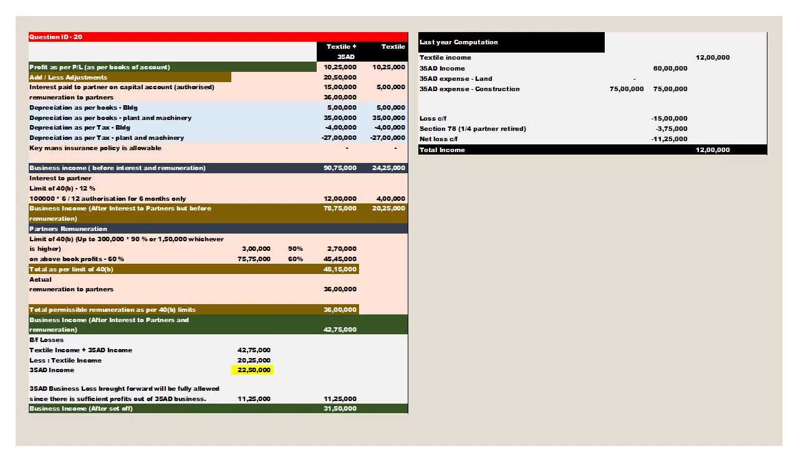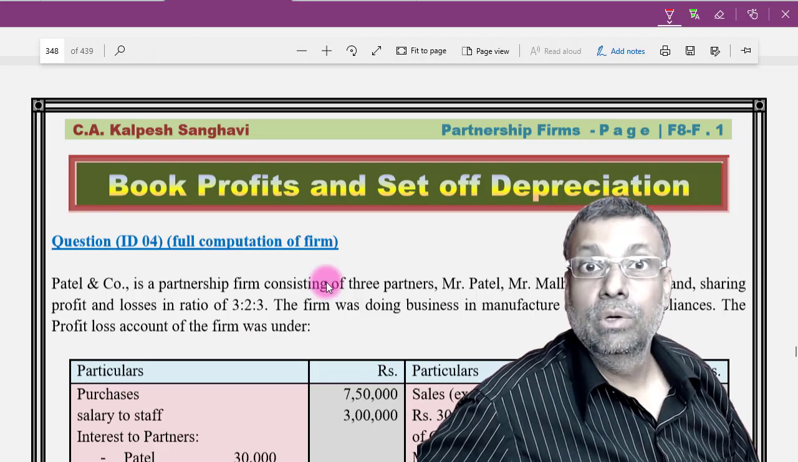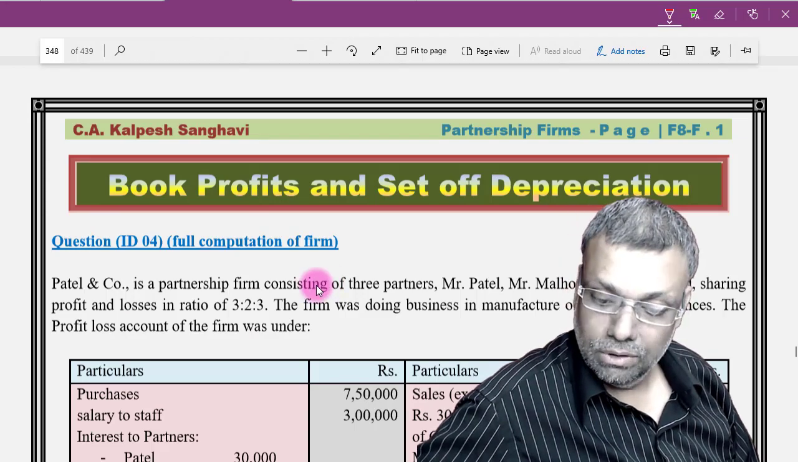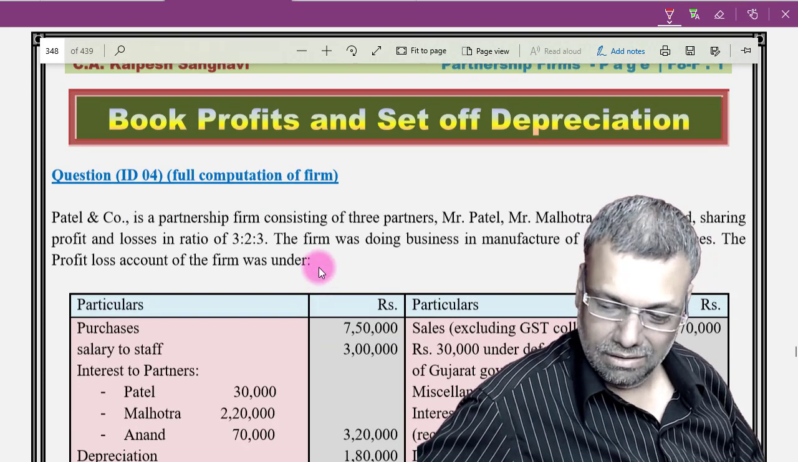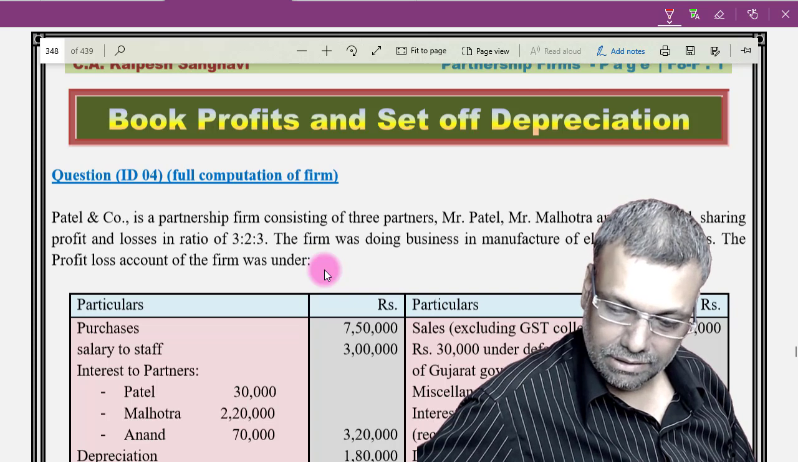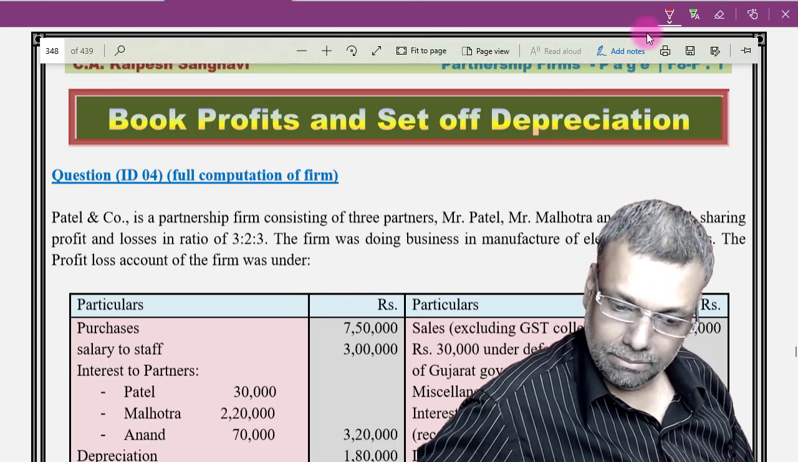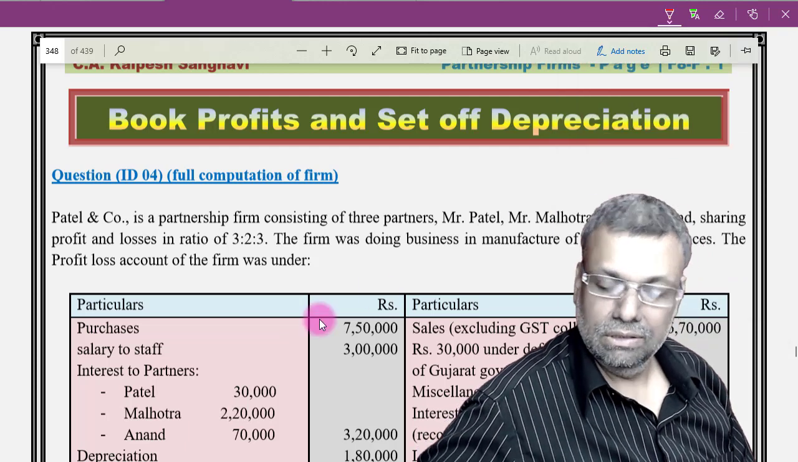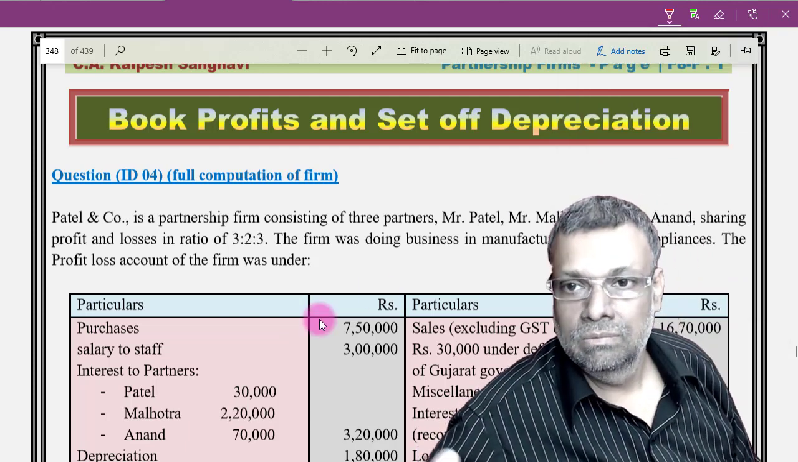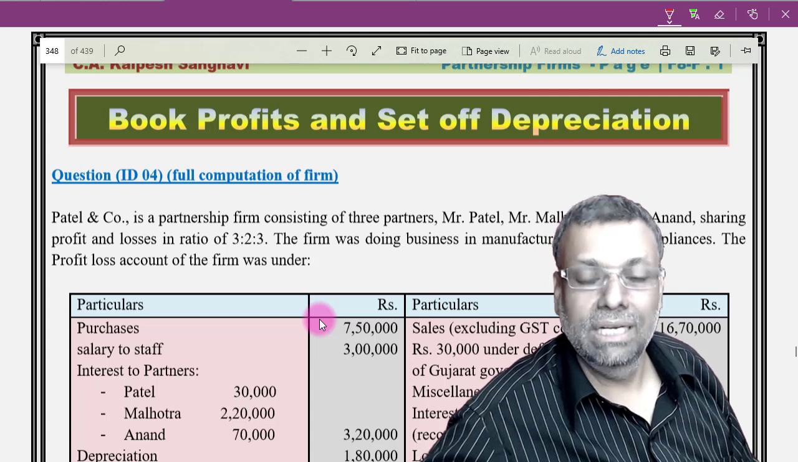In this particular question, there is another very beautiful concept that we have to learn. That way it's a routine question with very routine adjustments, but it has one very good concept. Let me first of all explain that particular concept to you, so thereafter your entire question solving will also become very clear in your mind.